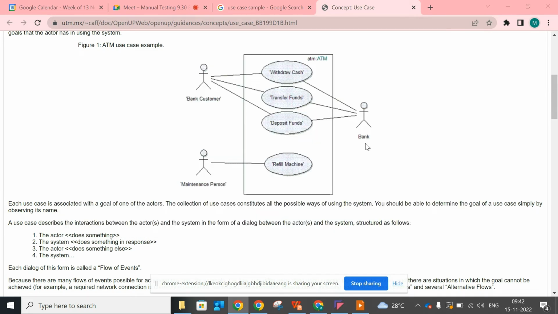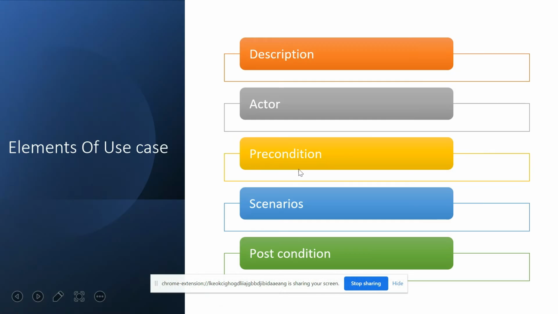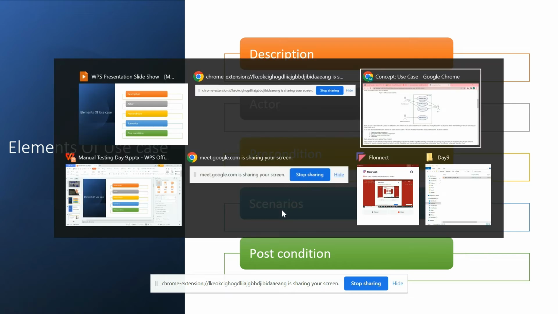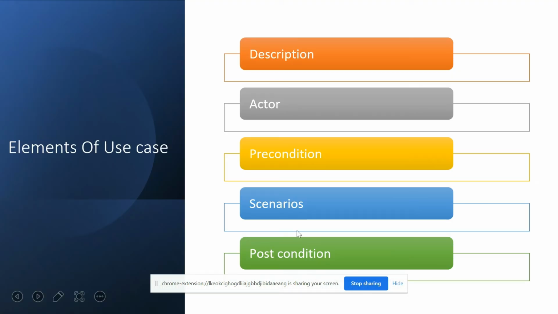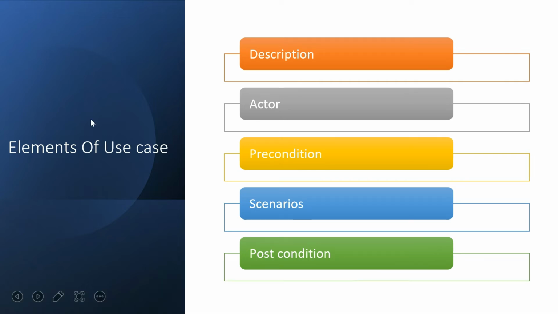Okay. And the other one is going to be a precondition, that is what is required to start this use case. And scenarios, these are going to be your actions or scenarios. Okay. And one more is your post condition, what you will be getting out of it, what is the result of it. So that is going to be the elements of your use case. Okay. Any doubts?